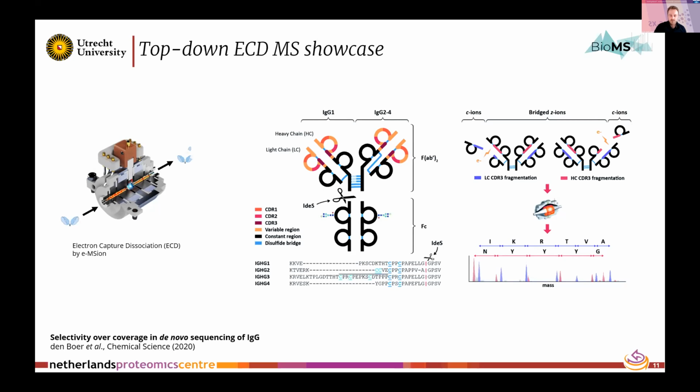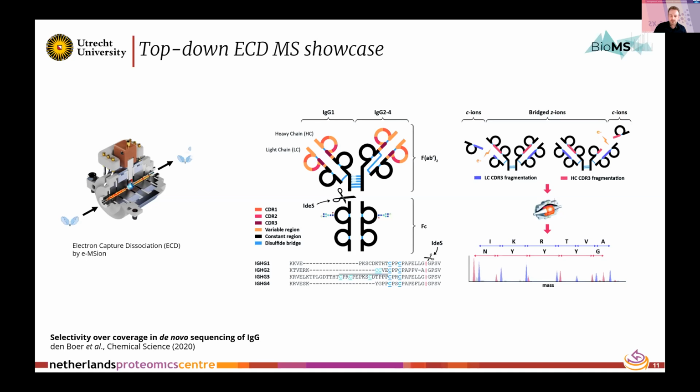In this project, we analyzed Fab2 molecules of monoclonal antibodies that were produced in IgG 1, 2, 3, and 4 format. By subjecting these Fab2s to ECD, we could then induce their fragmentation. By carefully balancing the settings of the instrument, we could make sure that we only got a single type of fragmentation, producing, in this case, almost exclusively C and Z ions, which makes it much easier for us to interpret the resulting fragment ion spectra.